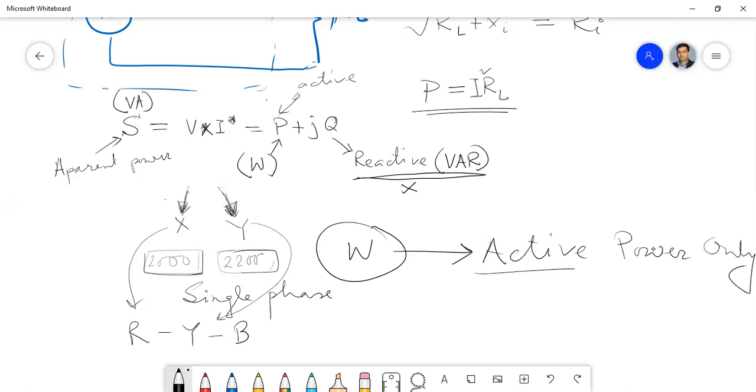Active power on. In the watt meter also. I mean, in the lab, the watt meter also calculates that. In the watt meter also we can measure the wattage. Reactive meters are different.